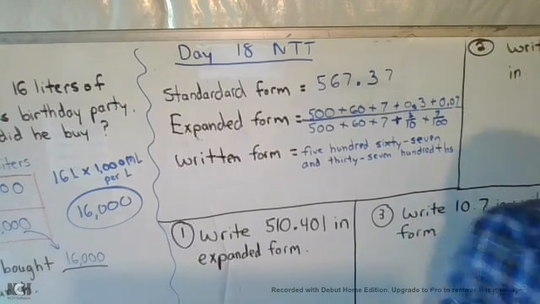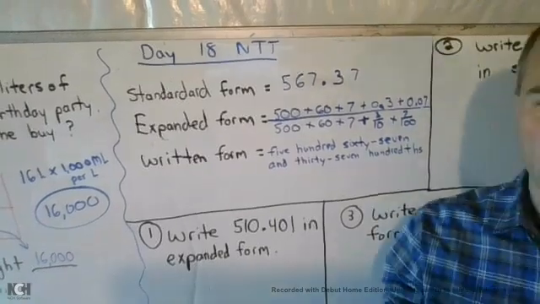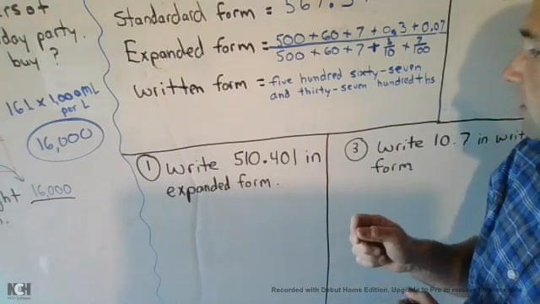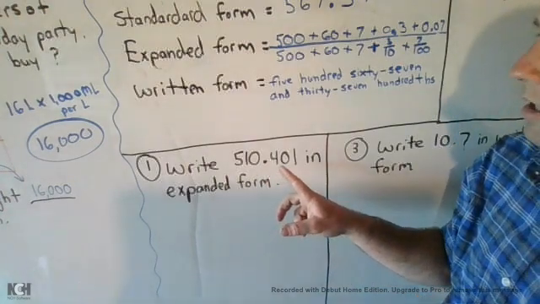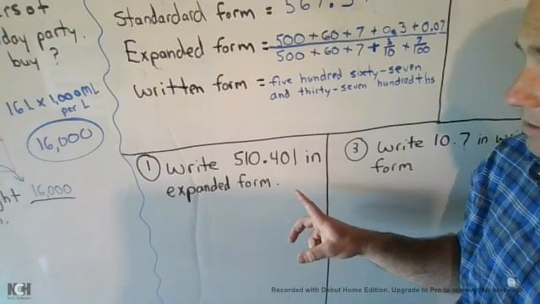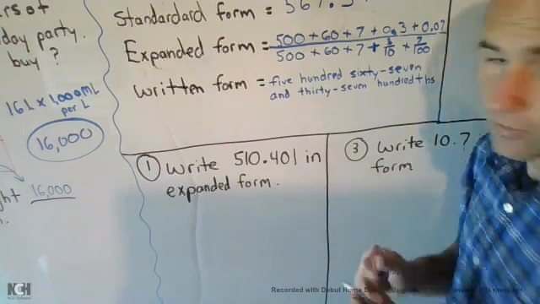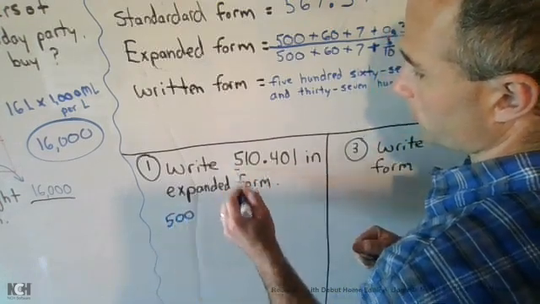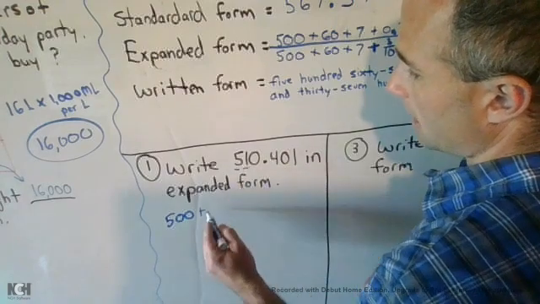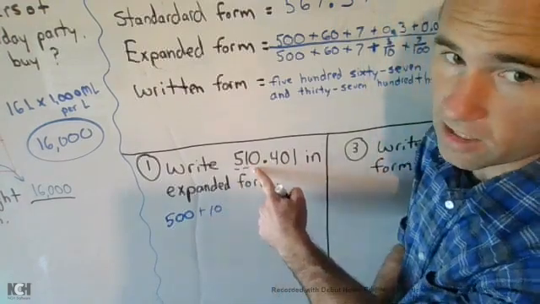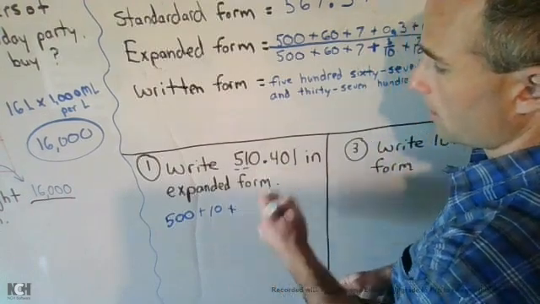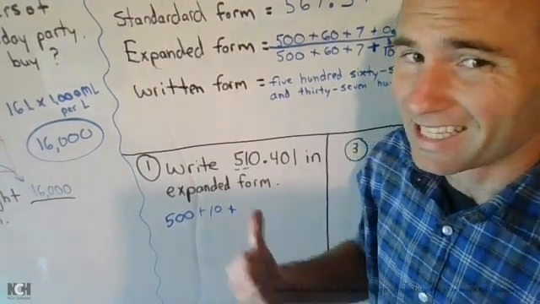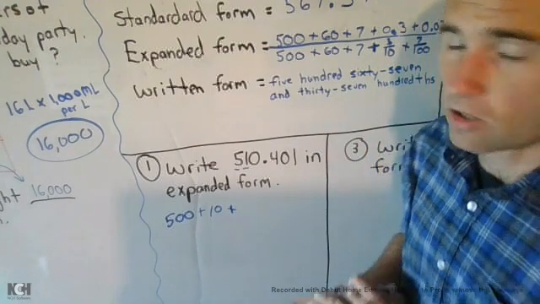Let's get started with our first problem. Number 1. Write 510 and 401 thousandths in expanded form. So to do that, I'm going to write 500, that's the hundreds place, plus 10. There's nothing in the ones place, so I'm not going to incorporate that. And then I can pick whichever expanded form I want to write it in, as a decimal or a fraction. It doesn't say which one.